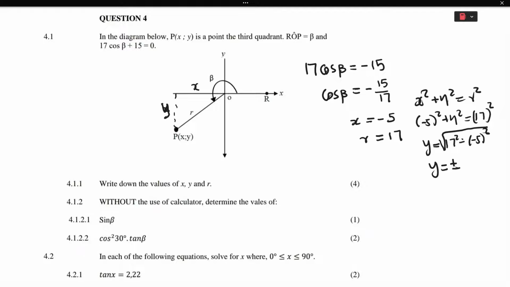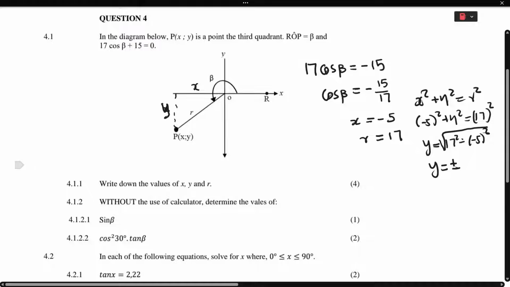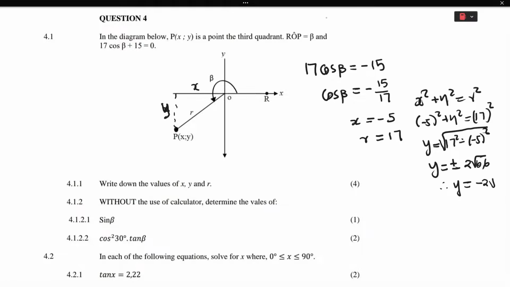So square root of 17 squared minus 25. 17 squared is 289. 289 minus 25 gives us 264. So the square root of 264 is plus or minus 2 root 66. Therefore, you take the one which is negative, negative 2 root 66. I don't know if that one is making sense.